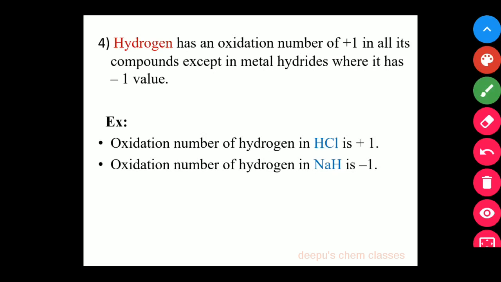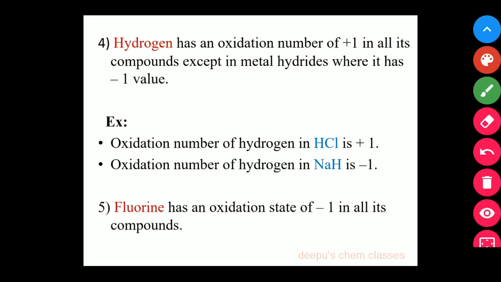So for example, they have given HCl, okay, it's simply a compound. In HCl, hydrogen carries plus 1 because chlorine is a highly electronegative element. It always carries the minus 1 oxidation number. So hydrogen automatically carries plus 1. But in the case of a metal hydride, sodium is a highly electropositive metal, so it always carries plus 1. So hydrogen automatically carries minus 1. Okay.